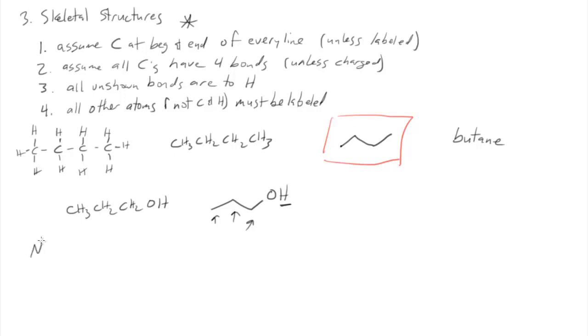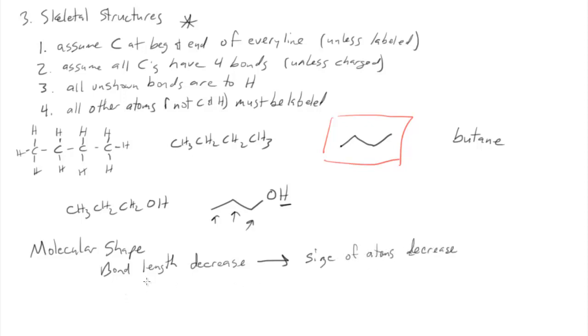So we'll talk just a little bit about molecular shape. To start with, we should talk a little about bond length. Bond lengths decrease as we go across a row, because the size of the atoms decrease. But they increase as we go down a period, as the size of the atoms increase.